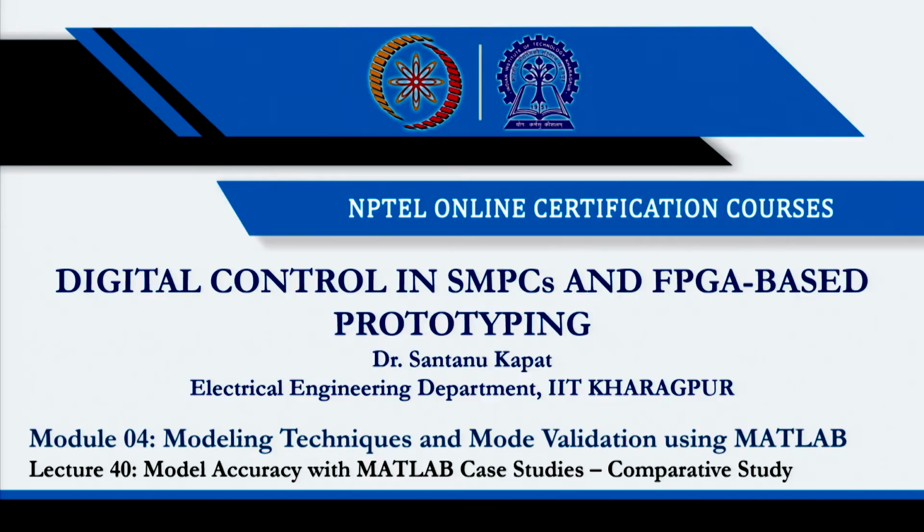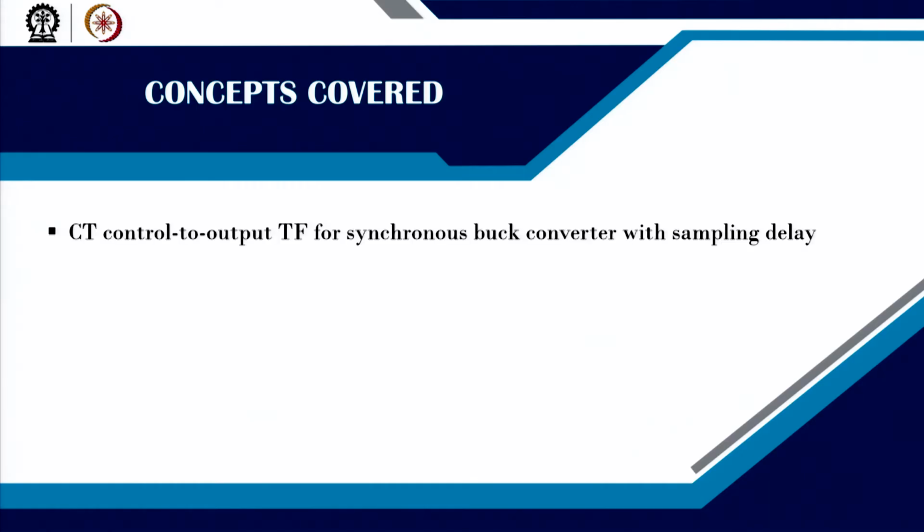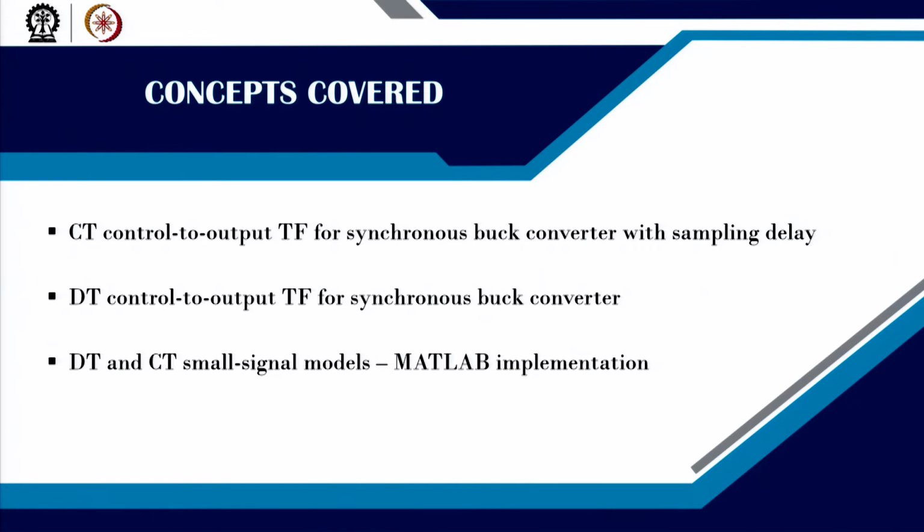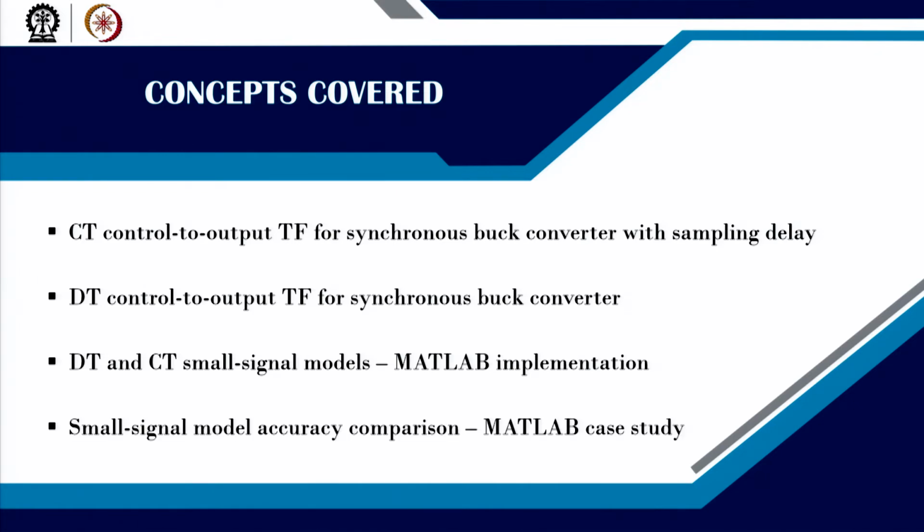So, in this lecture we are going to talk about model accuracy with MATLAB case study. We want to consider some comparative case study. First, we want to recall our continuous time control to output transfer function for a synchronous buck converter with sampling delay. We want to consider the discrete time control to output transfer function for a synchronous buck converter, and then the discrete time and continuous time small signal model, MATLAB coding, and finally small signal model accuracy comparison using MATLAB case study.